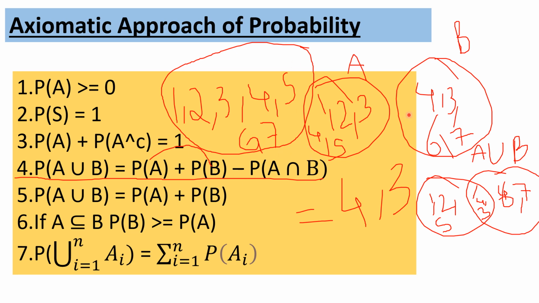దీంట్లో 4, 5 ఉంది, దీంట్లో 4, 3 ఉంది. These are the common elements. If you eliminate these common elements from both of these, then only you will get the output of union. That's why the formula is probability of A union B is equal to probability of A plus probability of B minus probability of A intersection B. So hope you get the clarity why we are subtracting the intersection elements.